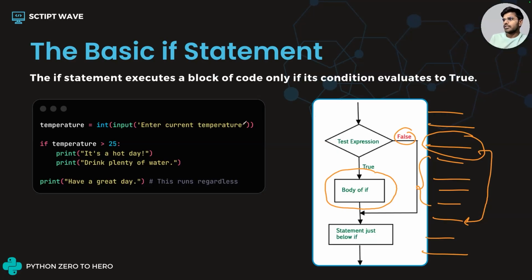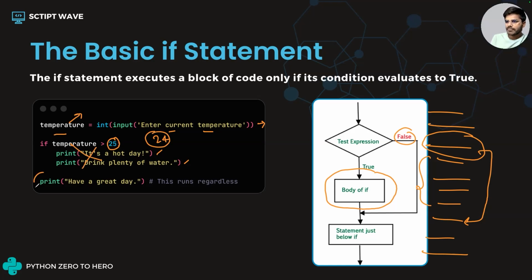Let's try to understand using this example. Here we are picking the temperature from the user: enter current temperature. If the temperature is greater than 25, then we are saying it's a hot day, you should drink plenty of water. If the temperature is less than 25, let's take 24, then it will not execute.